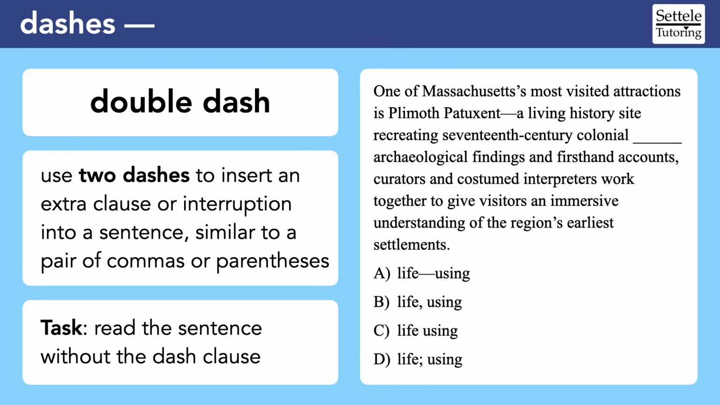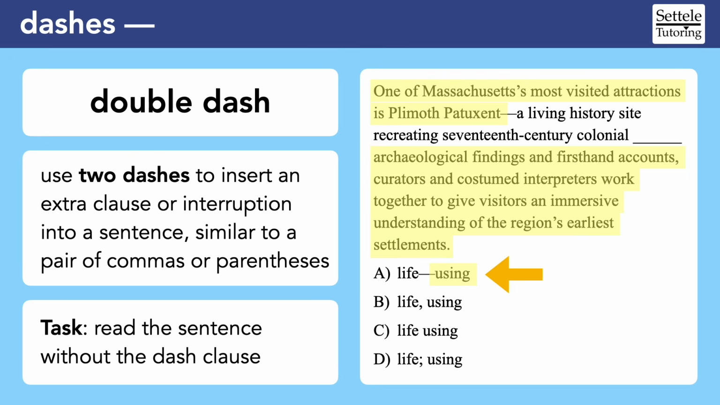In this example, we might assume that choice A is correct to start because we really want there to be a double dash. We can test the double dash by reading everything around it. One of Massachusetts' most visited attractions is Plymouth Patuxent. Using archaeological findings and first-hand accounts, curators and costume interpreters work together to give visitors an immersive understanding of the region's earliest settlements. How does that sound? It's long, but it sounds like decent English to me.